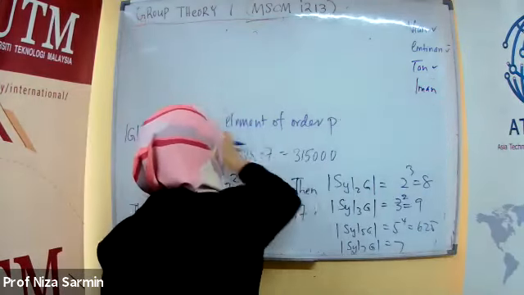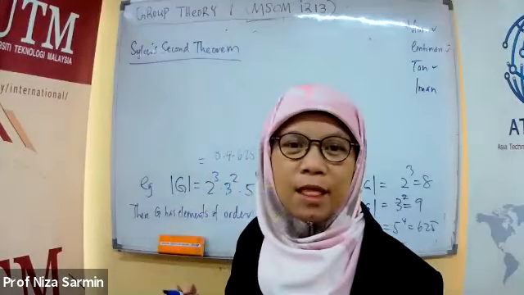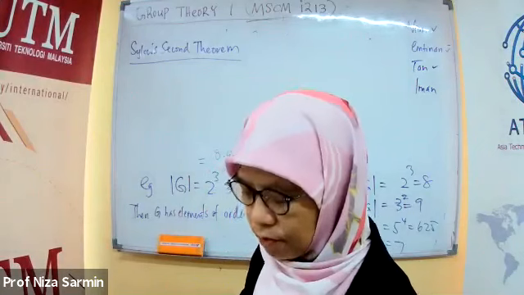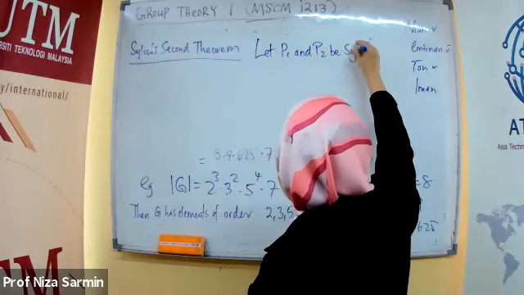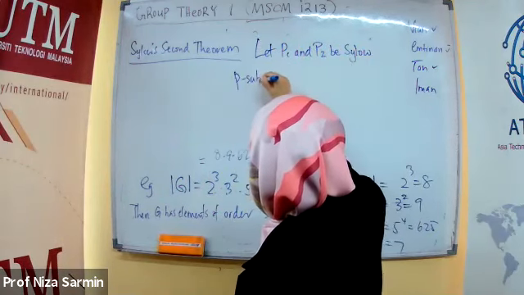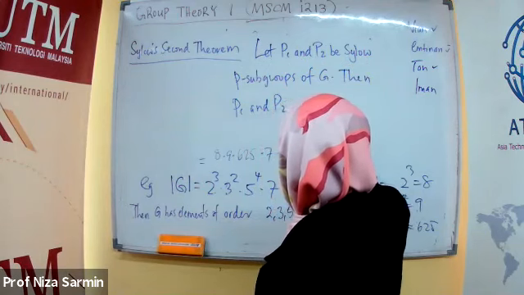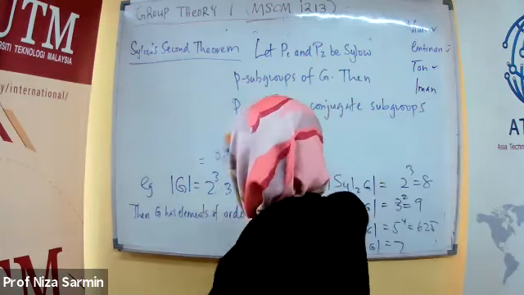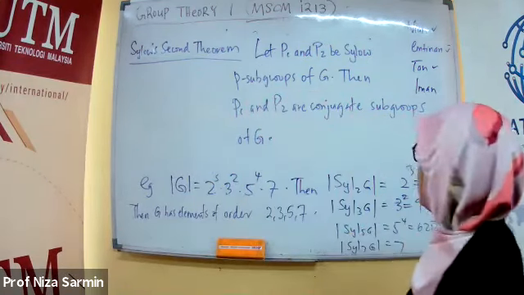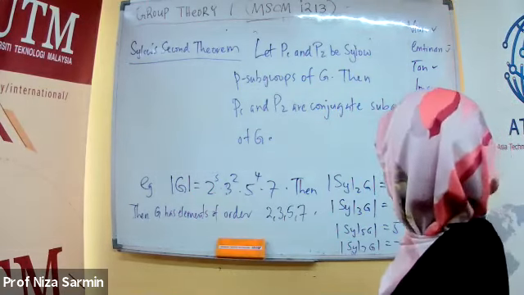Read the Sylow's second theorem. Let P1 and P2 be Sylow P subgroups of G. Then P1 and P2 are conjugate subgroups of G.